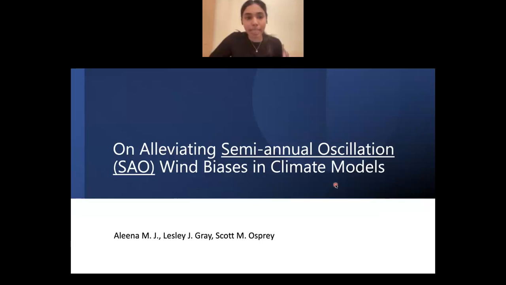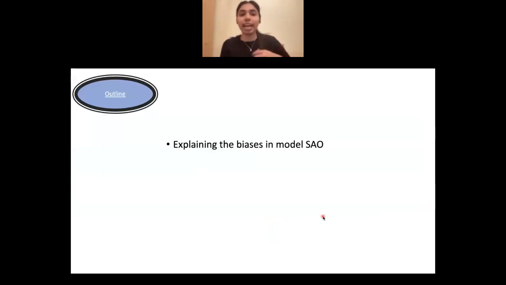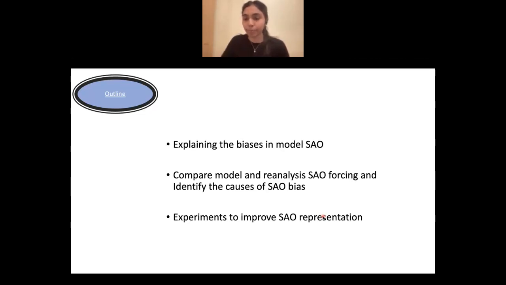So what I will be explaining today is, first, the model SAO biases that we see, and then I will try to compare the model SAO with the reanalysis SAO and also different forcing terms that give rise to SAO, and try to identify the causes for the SAO biases that we see. And finally, I will look into some preliminary experiments that I have done to see if we can improve the SAO representation in the climate models.